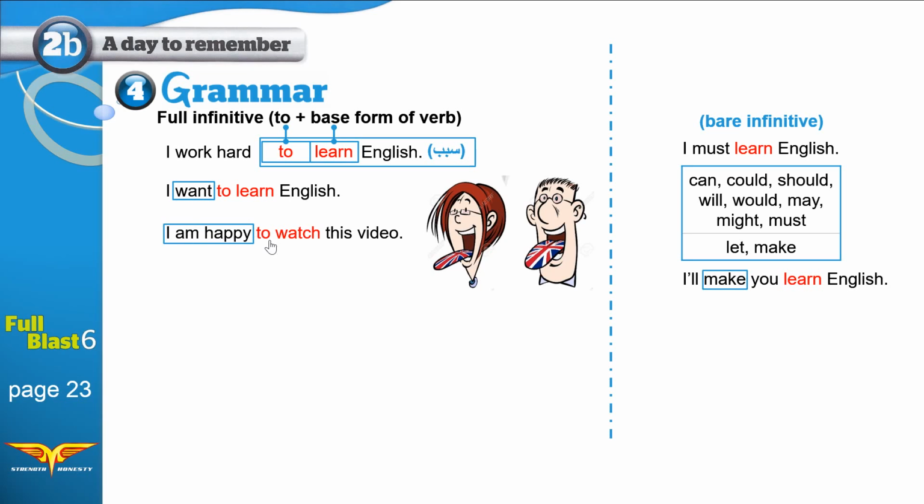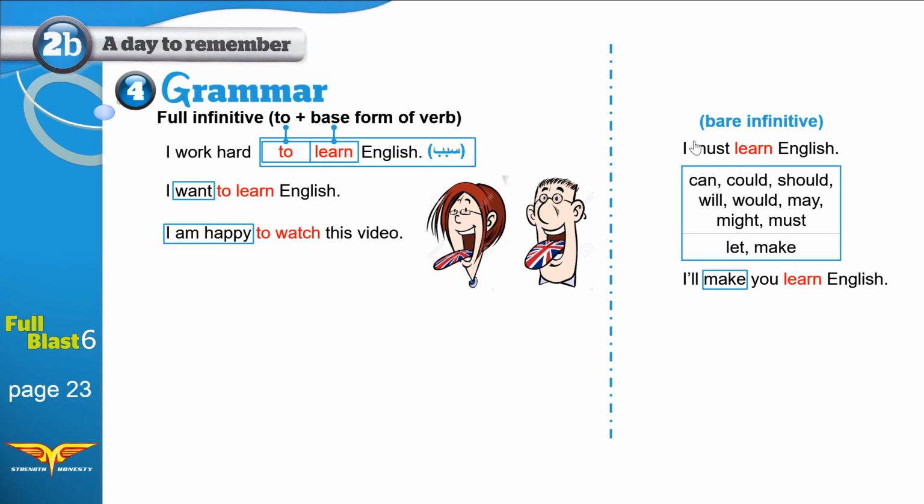We also add to the verb when I have a subject pronoun, I, he, she, it, you, we, they, and the verb be, am, is, are, was, or were, and then an adjective, like I am happy to watch this video. I am surprised to see you. Also, when I add too or enough, like I am too happy to watch this video. I am very happy to watch. I am old enough to drive my own car.